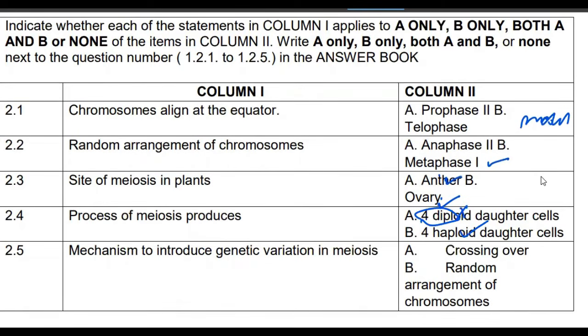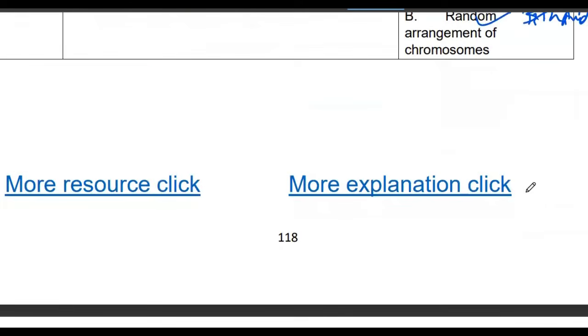So this is the correct one. The mechanism to introduce genetic variation, crossing over, is correct. Random arrangement of chromosomes is also correct. So it is both A and B.